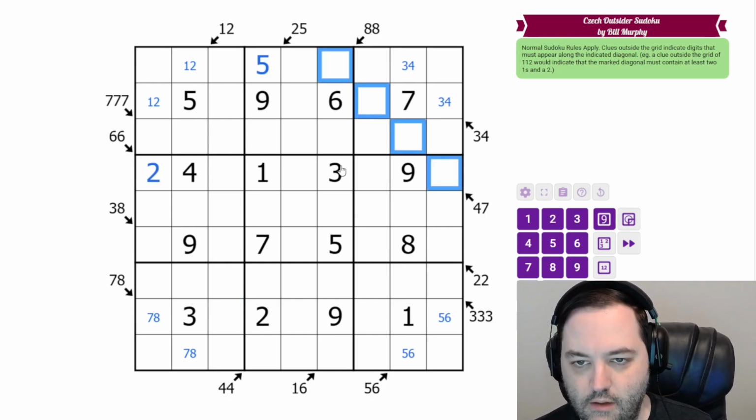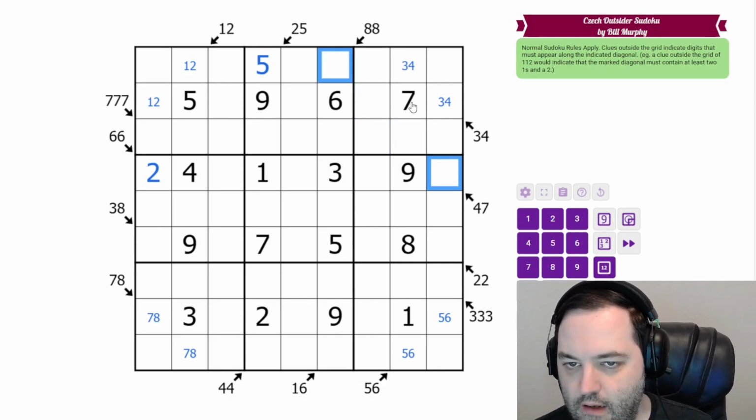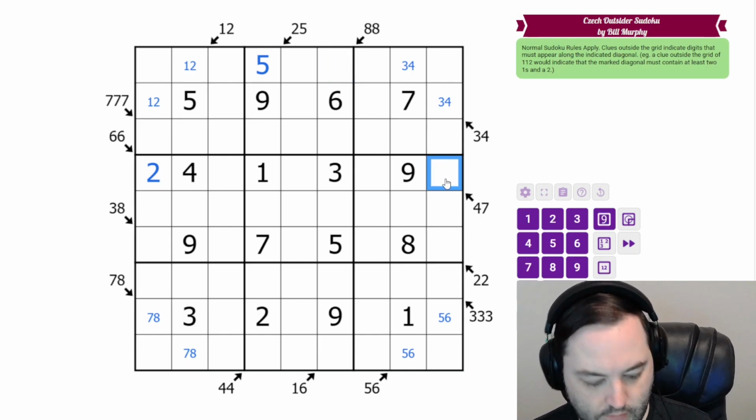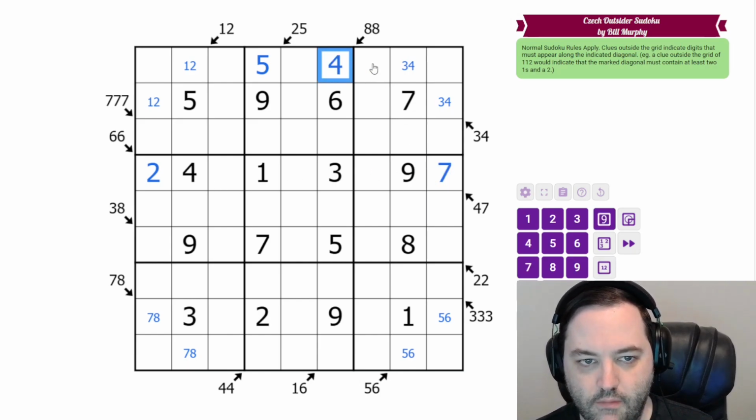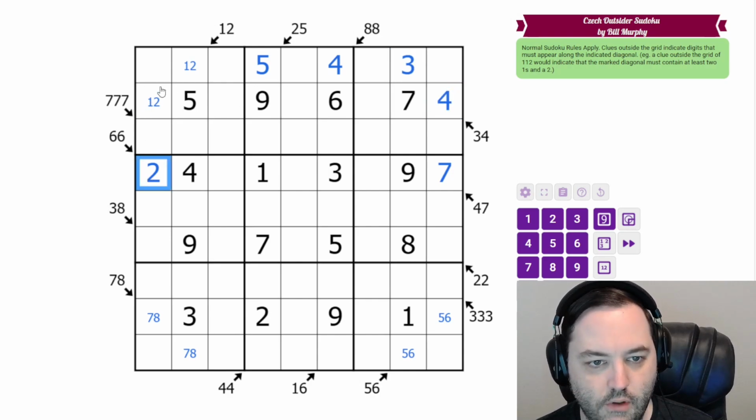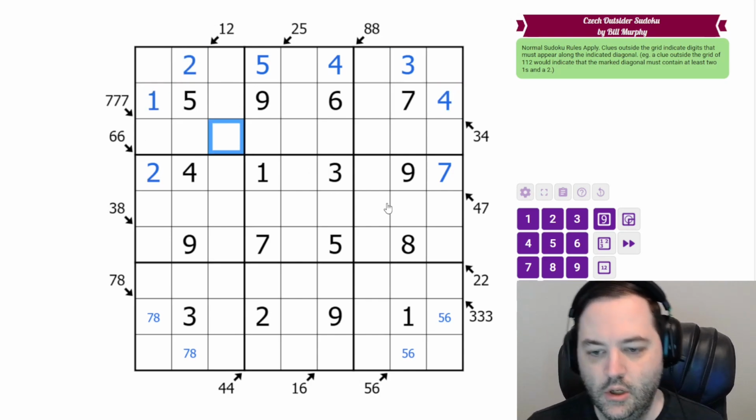Here we need a 4 and a 7. 4 and 7 can't appear in these 2 cells because of box 3. And we have a 4 here, so this is 7 and this is 4. That 4 gives us 3 and 4, and the 2 gave us 1 and 2.